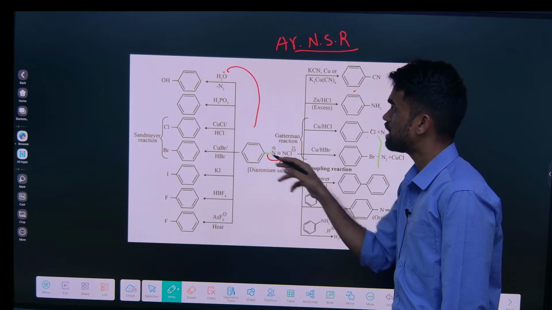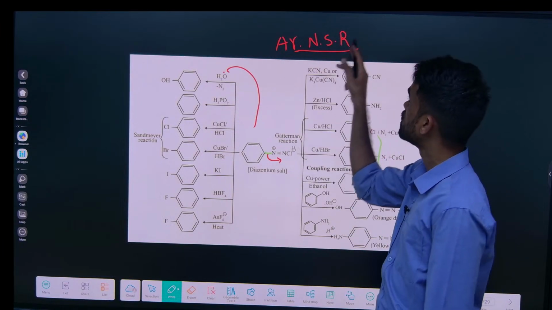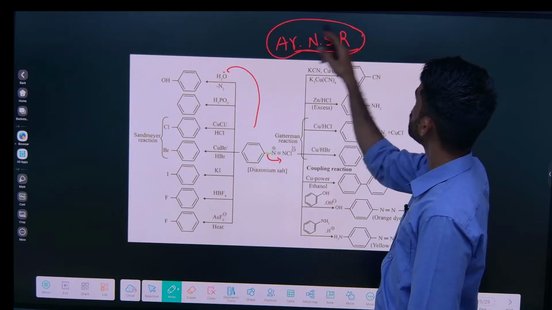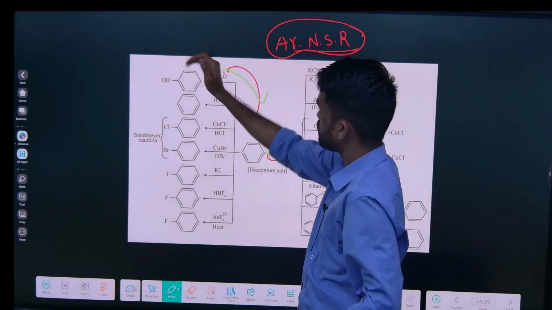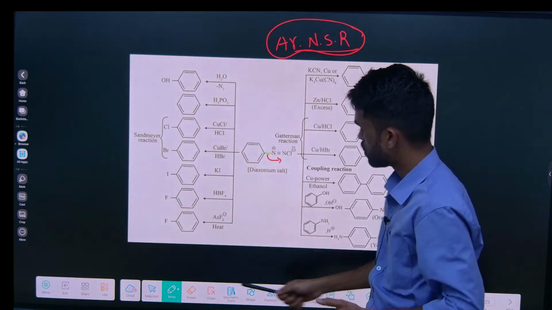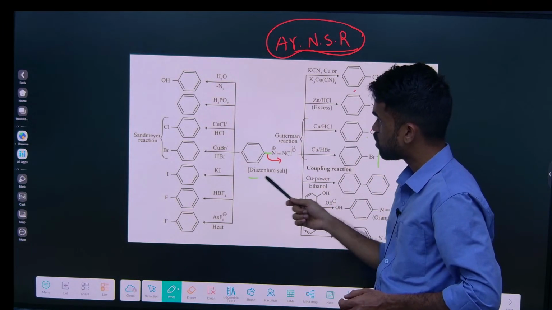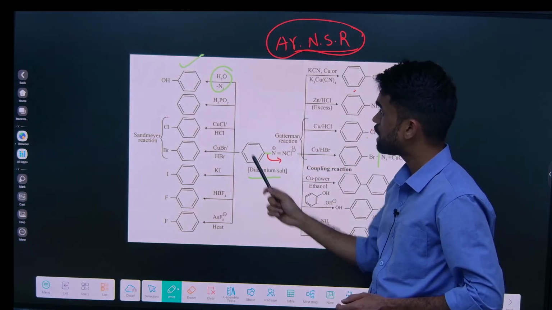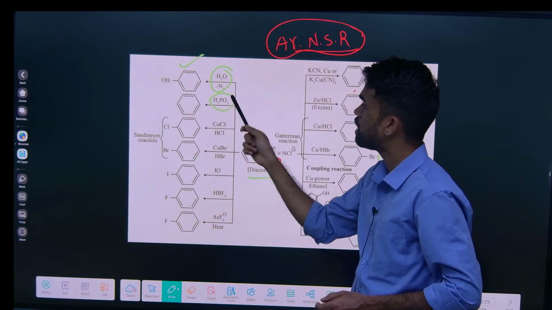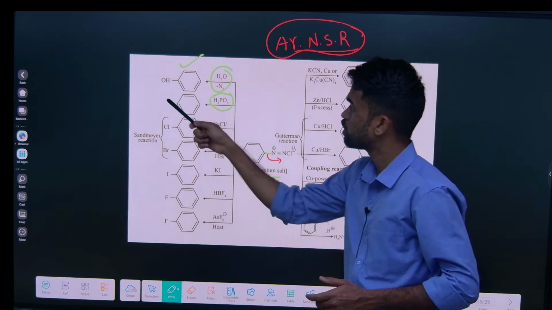So one nucleophile is going out, another nucleophile is coming in. So you can say it is an aromatic nucleophilic substitution reaction. In all these reactions, that will be the mechanism followed. So you can see benzene diazonium chloride with water, you are going to get a phenol. Benzene diazonium chloride with H3PO2, we are going to get benzene.